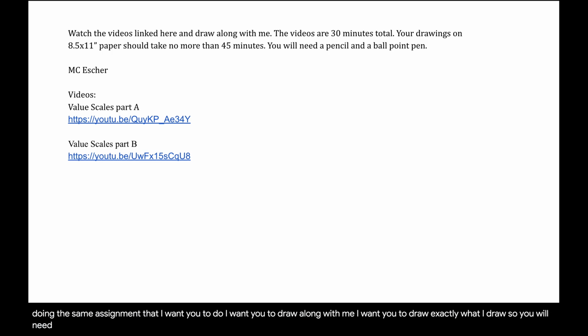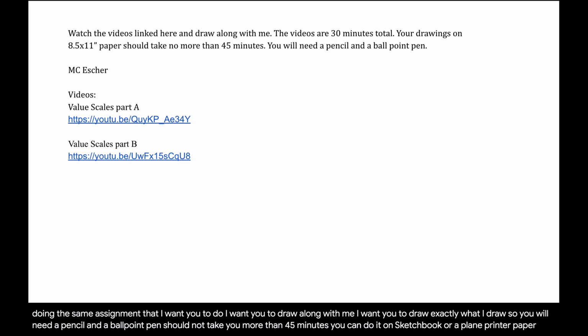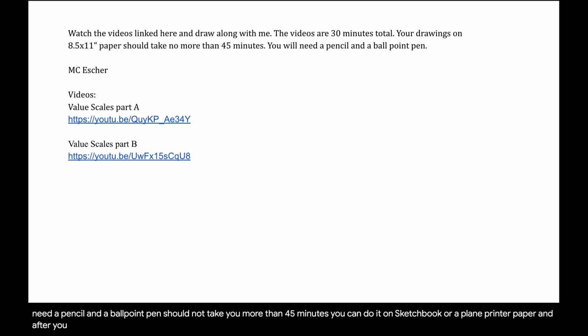So you will need a pencil and a ballpoint pen. Should not take you more than 45 minutes. You can do it on a sketchbook or a plain printer paper. And after you finish the work, you're going to photograph it, and then you're going to go into Schoology and upload it on the value scale assignment. So you're going to upload your photograph of your original work.